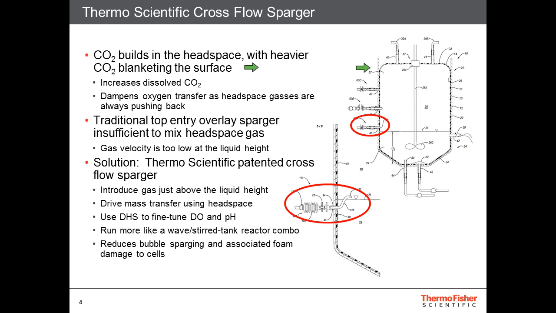That's the reason we came up with a new type of sparging technology called cross-flow sparging. Here, the gas is introduced at the surface level, or a little above the surface level of the liquid. This makes sure that the metabolic gases, including carbon dioxide, are flushed out of the bioreactor.